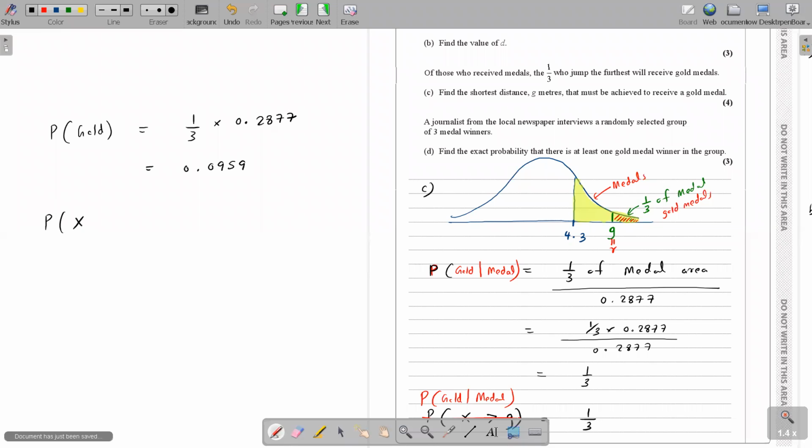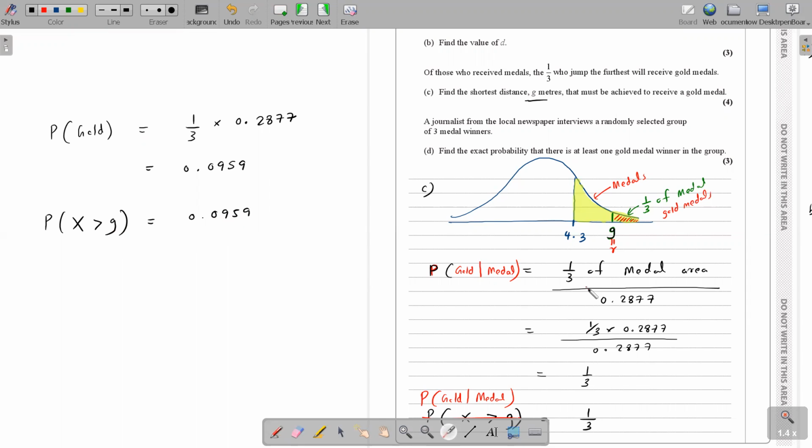The distance that you are jumping is more than G. That's the distance they are asking, right? The distance G meters to achieve a gold medal. So that is the distance G that you have to take from the entire thing. Otherwise, you can't use a normal distribution by using a conditional probability. That was the mistake I did earlier. So X should be greater than G. This probability is definitely 0.0959, considering the area of the entire graph.